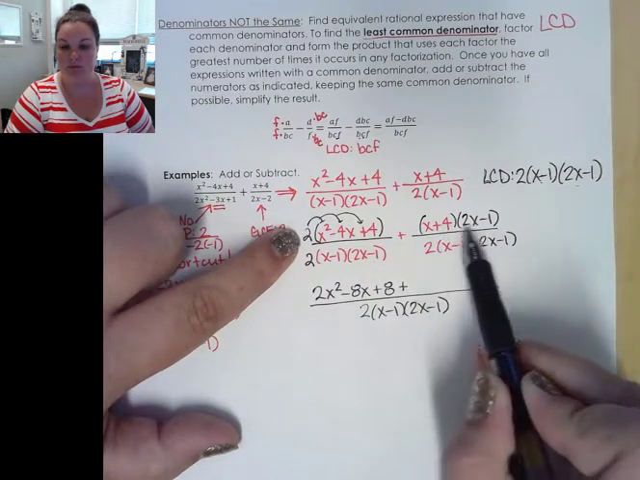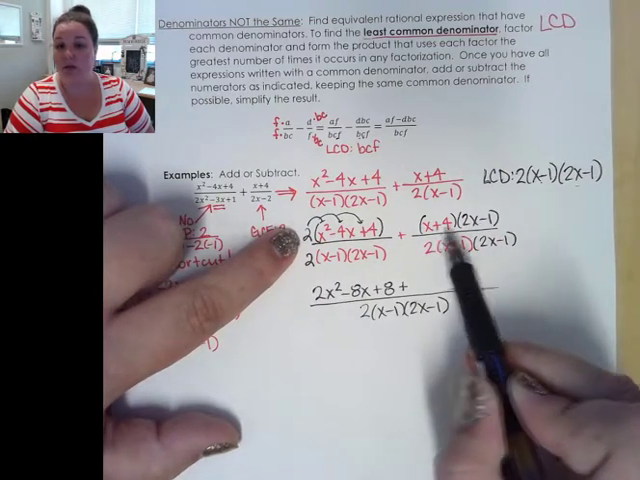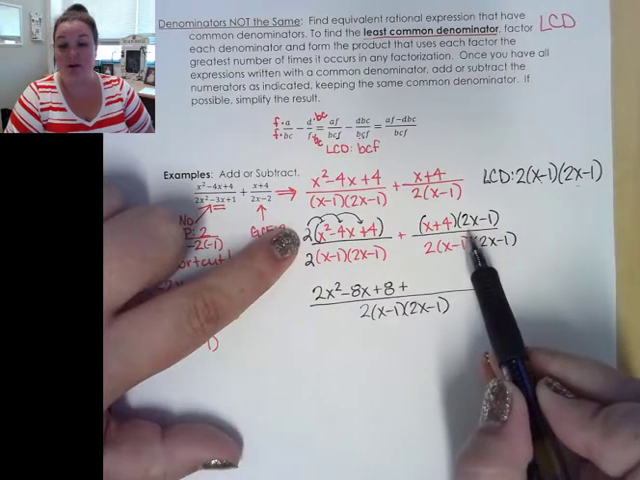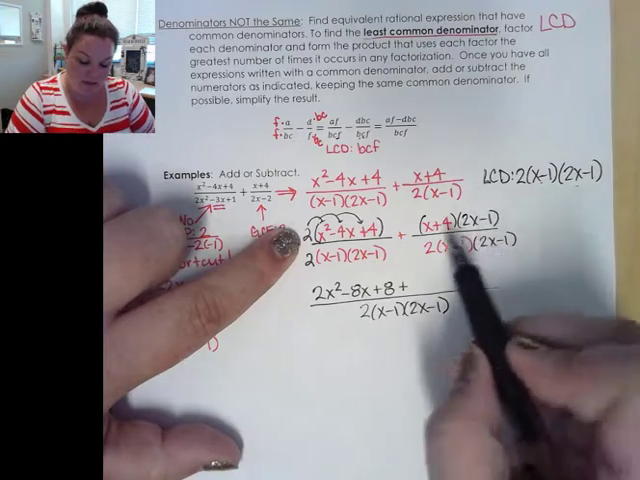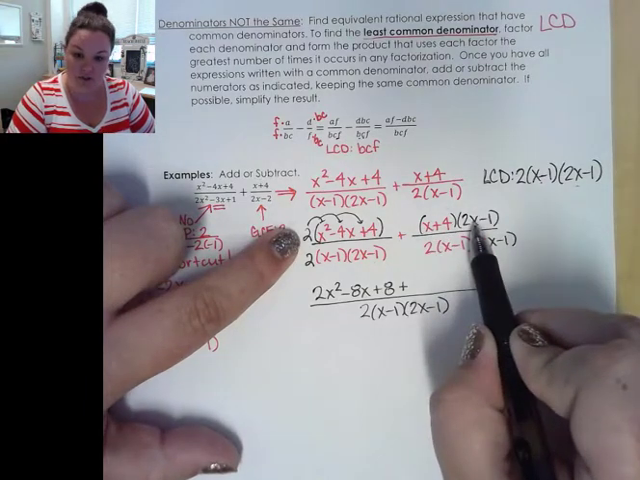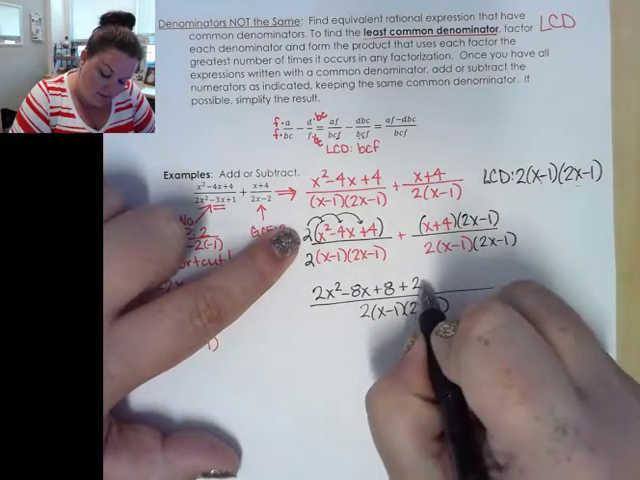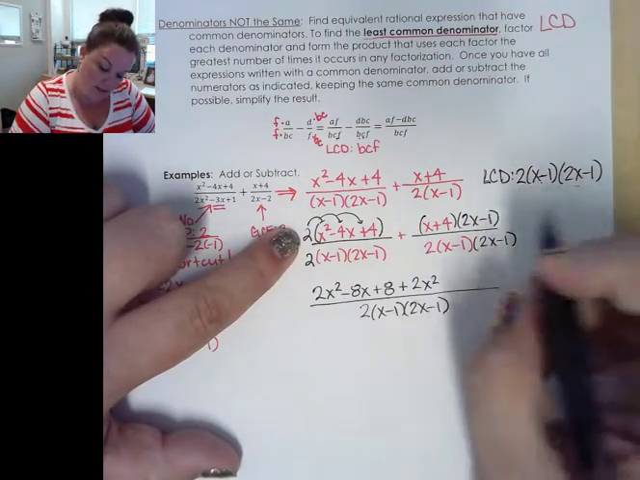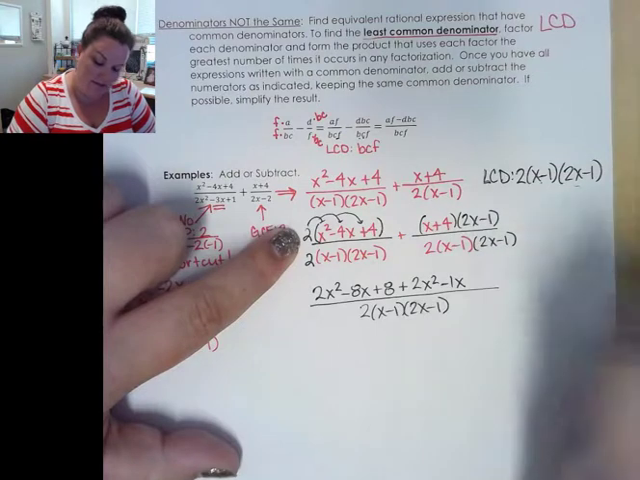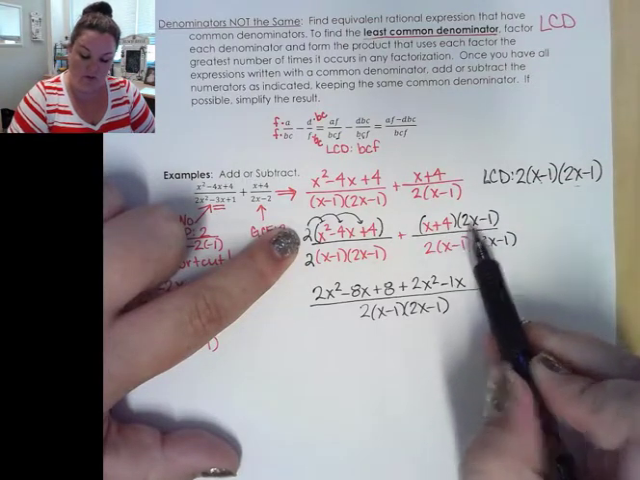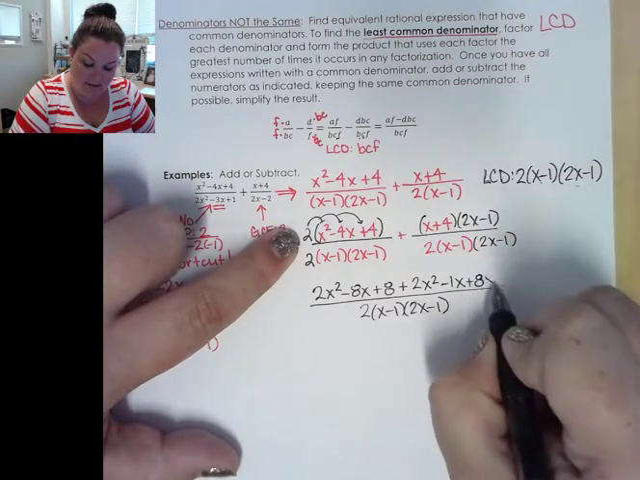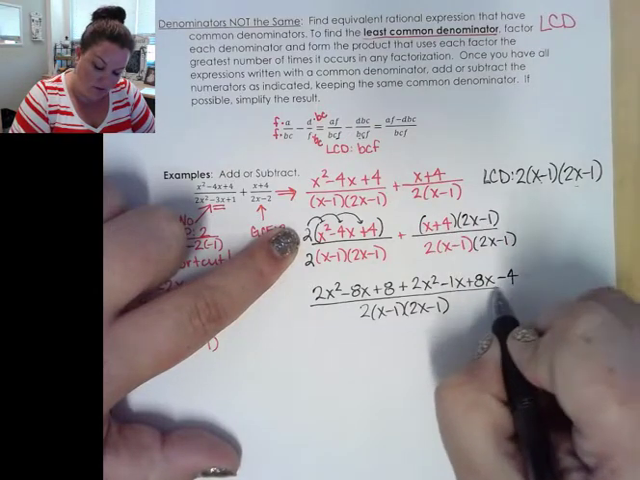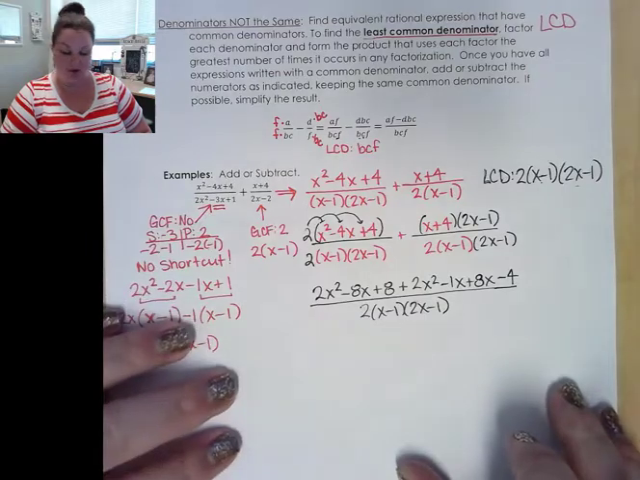So in order to multiply this out, I need to FOIL or distribute using over, under, or whatever your factoring method is, right? So I'm going to go ahead and start. X times 2x is 2x squared. X times negative 1 is negative 1x. 4 times 2x is 8x. And 4 times negative 1 is negative 4. Okay? So now I have it all multiplied out.